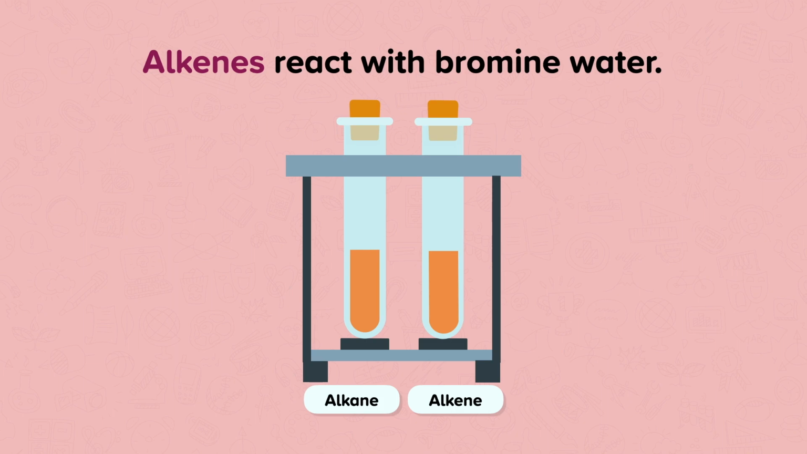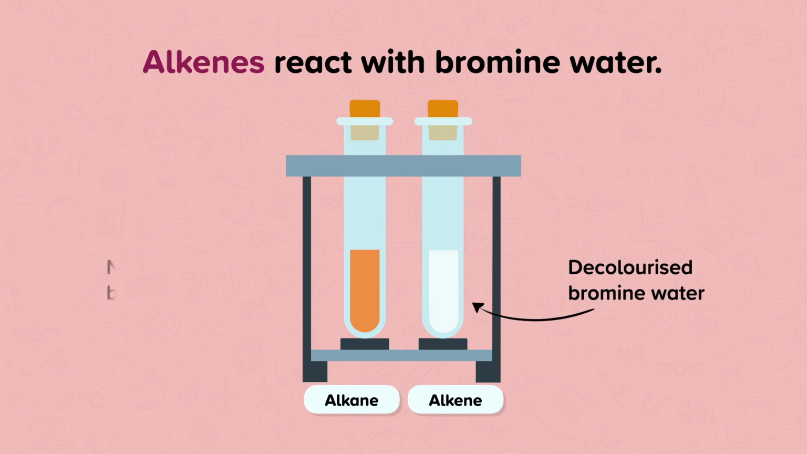Bromine water is an orange solution of bromine. It becomes colourless when it is shaken with an alkene. Alkenes can decolorize bromine water, but alkanes cannot. There is no change to the bromine water containing an alkane. This test can therefore be used to distinguish between saturated and unsaturated hydrocarbons, or alkanes and alkenes.